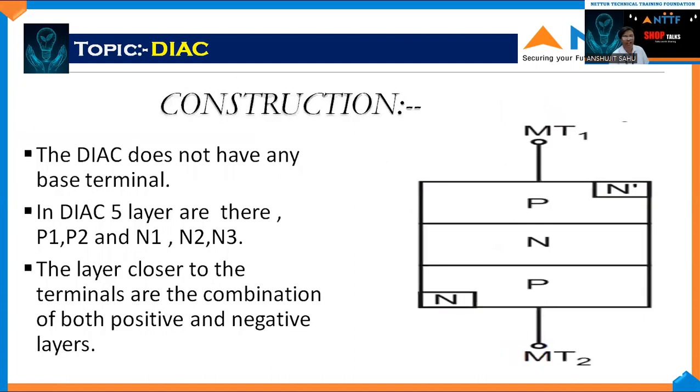Then construction of DIAC. The DIAC does not have any base terminal. In the DIAC, 5 layers are there, P1, P2 and N1, N2, N3. The layers closest to the terminals are a combination of both positive and negative layers.